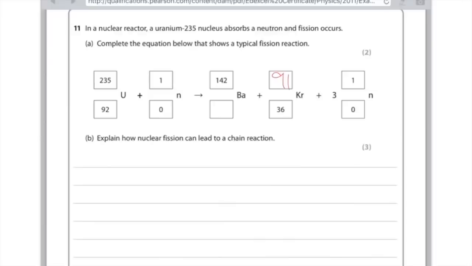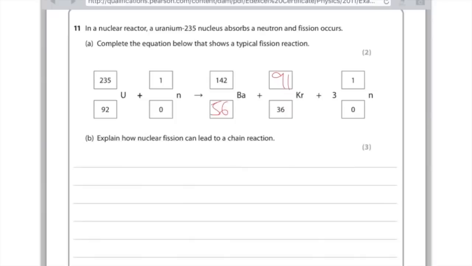And then the same below, you've got a proton number, an atomic number of 92, and we can see 0 against the neutrons, so all we need to worry about is the krypton, 36. So just do 92 take 36, and you'll get an answer which is 56.